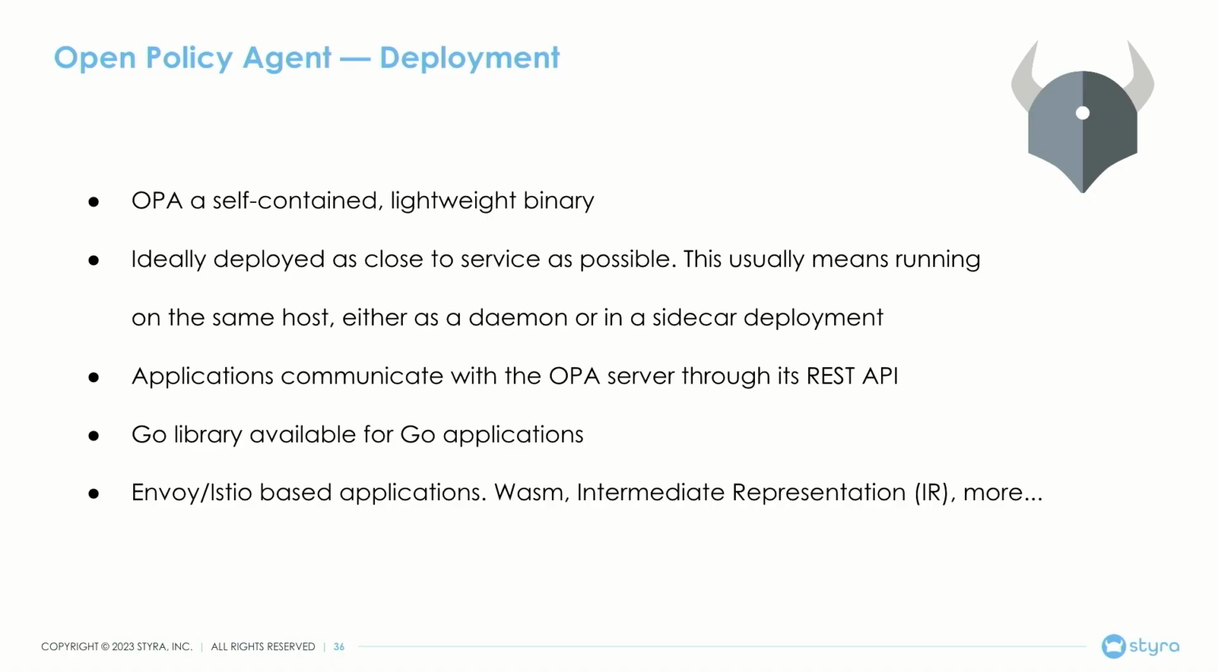And OPA is a self-contained, lightweight binary. So I think it's like 40 megabytes or something. So you can basically deploy that anywhere. And ideally, you deploy it as close to your applications or services as possible. So it's not one big monolith. Again, that's the model we're trying to avoid. And applications commonly work with OPA through its REST API, but there's a whole bunch of other ways to integrate OPA.